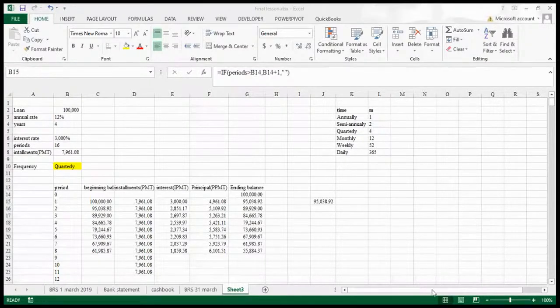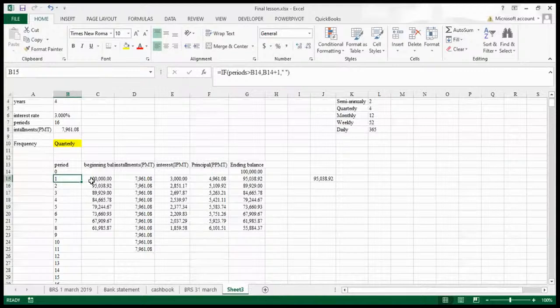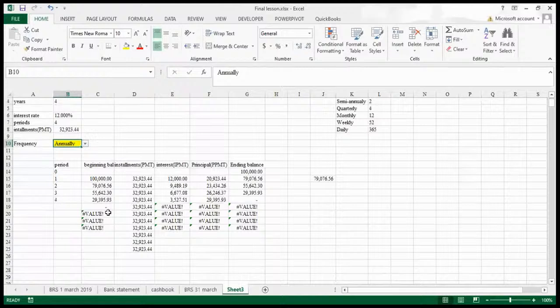Any other question? Okay, so let's automate this part. Then I send you the working sheet because time is also not on our side. So let's take it back to annually. We want it to stop at 4. These other ones are still extending. We want them also to behave the way this first column has been automated.